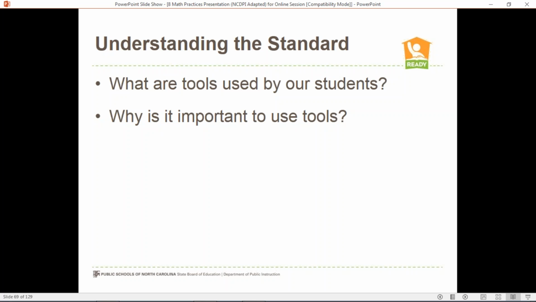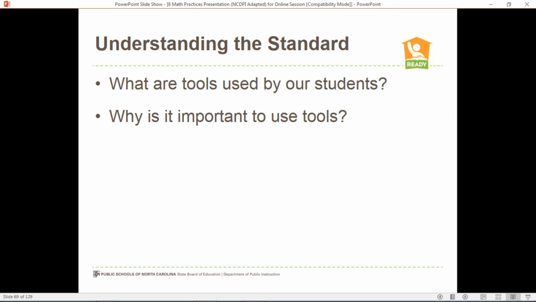So if we were together, we might brainstorm a list of tools like rulers and maybe even a compass or protractor. A lot of times the first thing that comes to mind is a calculator and those pieces, and those are certainly all tools, right?